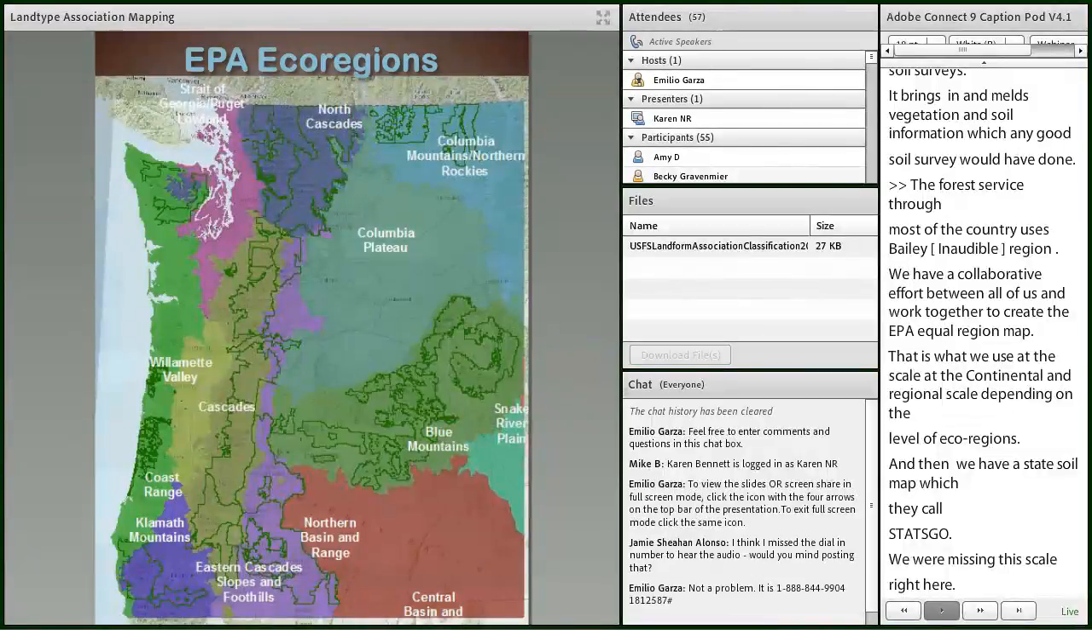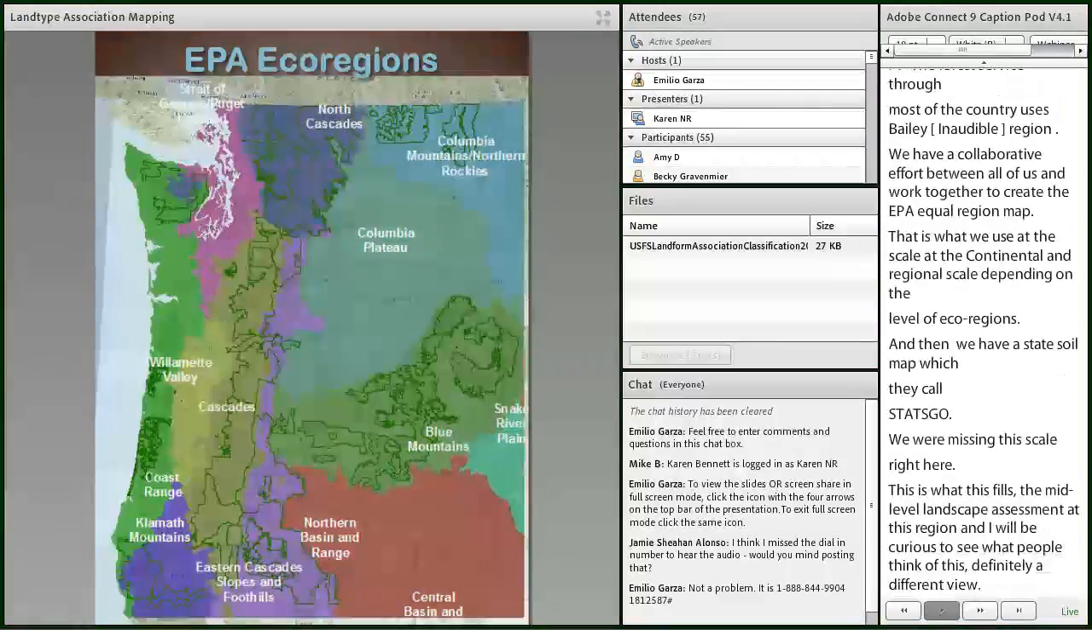So here's the ecoregions, just so we're all on the same page. We have the Coast Range. Same as Omernik, right? Omernik and EPA, same, yes.